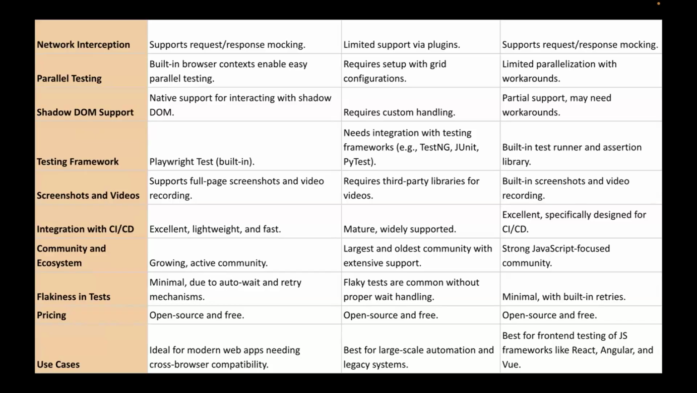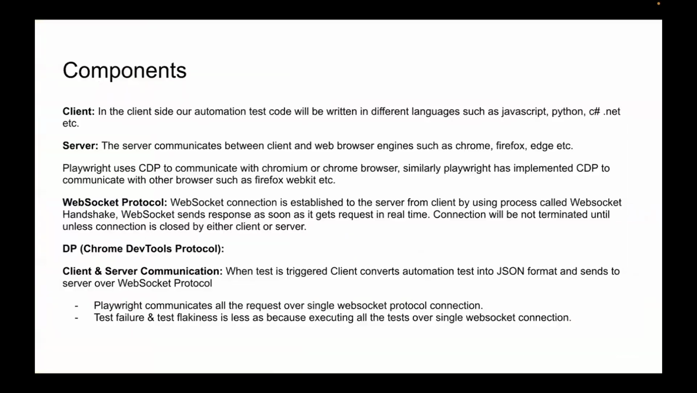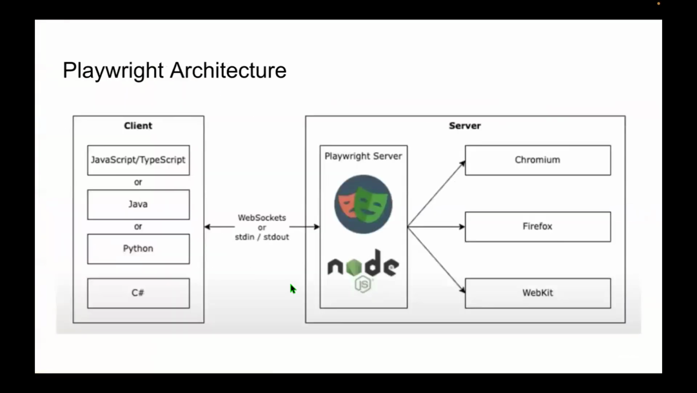The use case is that it is applicable for modern web apps, guys, where we have the flexibility to do cross browser compatibility. Perfect. And this is the architecture with respect to Playwright, how the communication happens. As I told you, the prerequisite is Node.js, that is Node JavaScript, where our Playwright script will be installed.